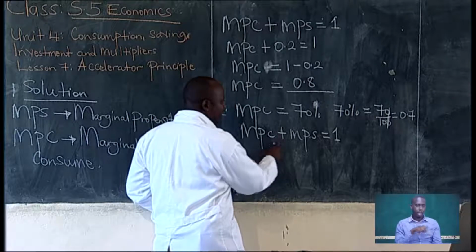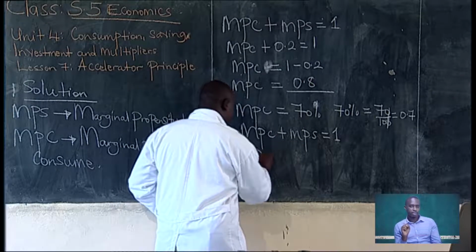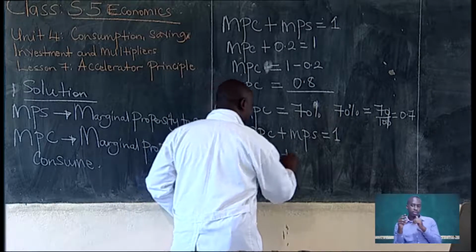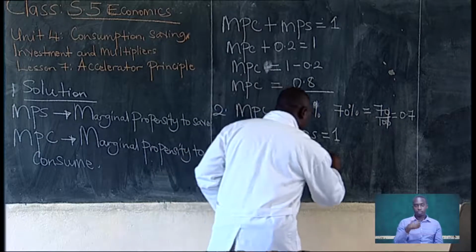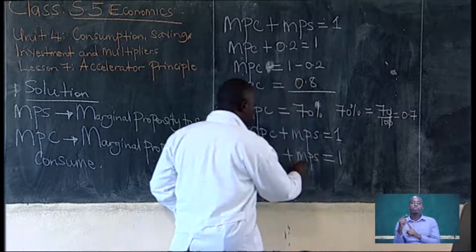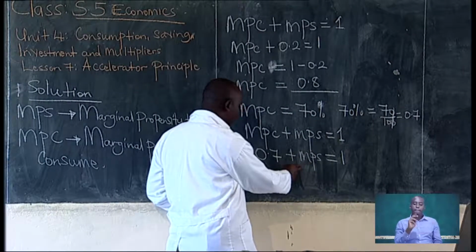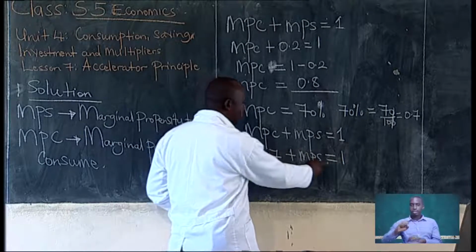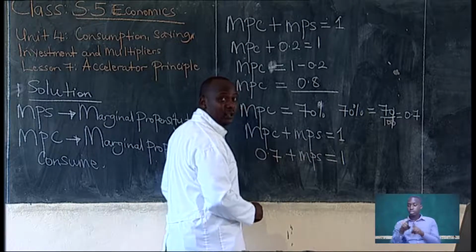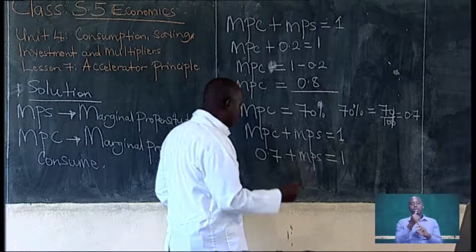Marginal propensity to save is 0.7 plus marginal propensity to save, which we are looking for, is equal to 1. Now we want to remain with marginal propensity to save. We shall take 0.7 to the right, and it is positive. When it crosses the equal sign, it changes and becomes negative.